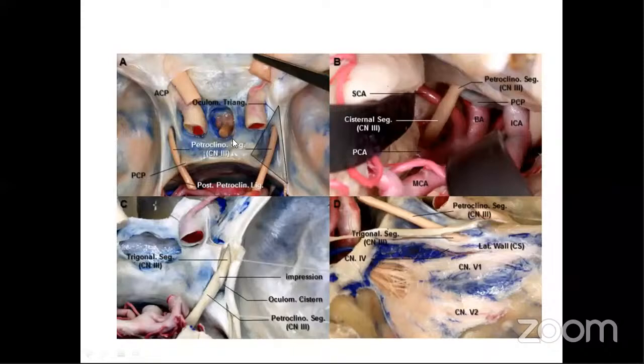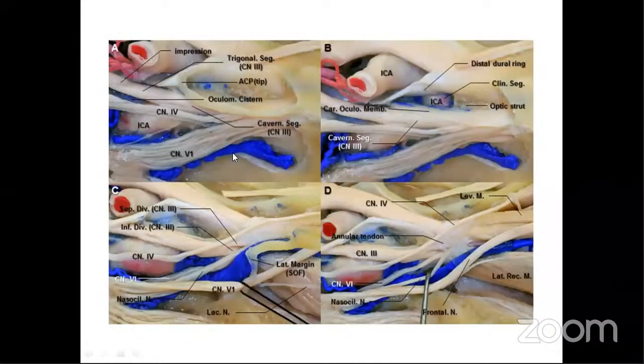Yes, an even clearer picture here. We can see this is the trochlear nerve, this is the ophthalmic division of the trigeminal nerve, and this is the oculomotor nerve with its segments. This is the trigonal segment. Then once we are inside the cavernous sinus, we have the cavernous segment. All of these structures are located in the lateral wall of the cavernous sinus, with the internal carotid artery and the abducens nerve inside.